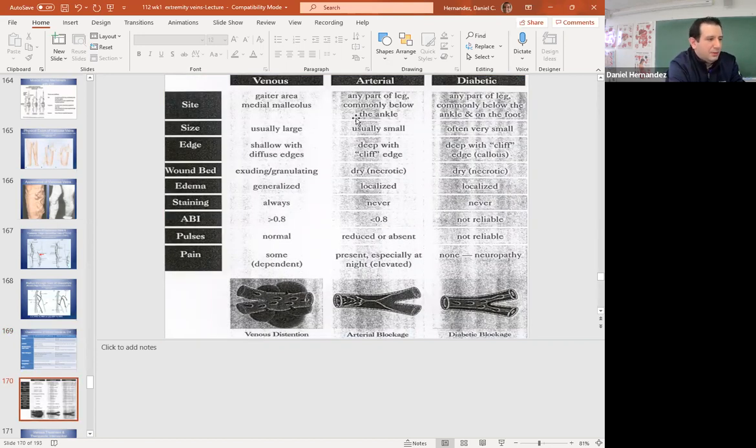This is just another chart showing some of the differences between arterial and venous, and also included in this chart is a patient who is diabetic. So just remember, when you get down to ABI and pulses, they may not be reliable on a patient with diabetes. Why? Because they could potentially have medial calcinosis. So those calcified arteries won't allow us to obtain that ankle-brachial index.